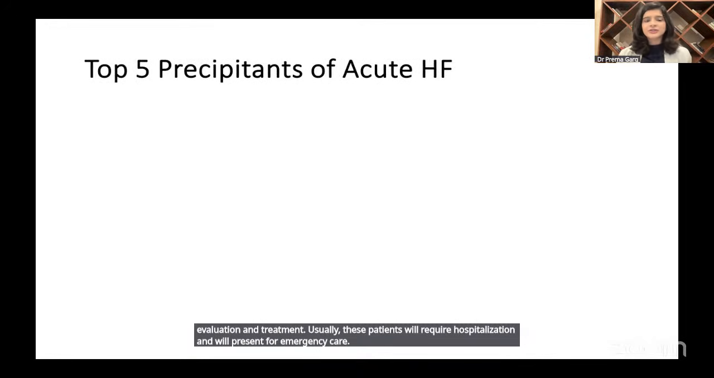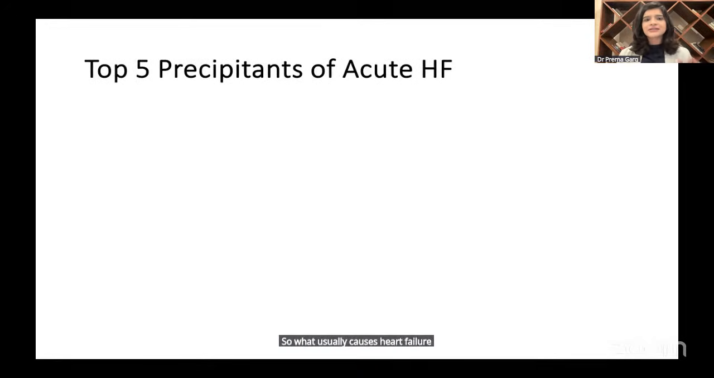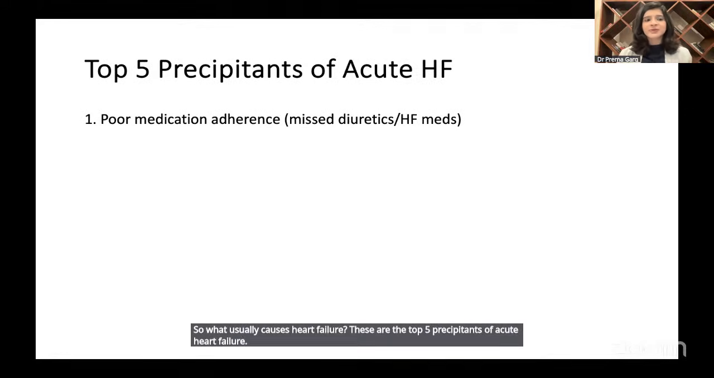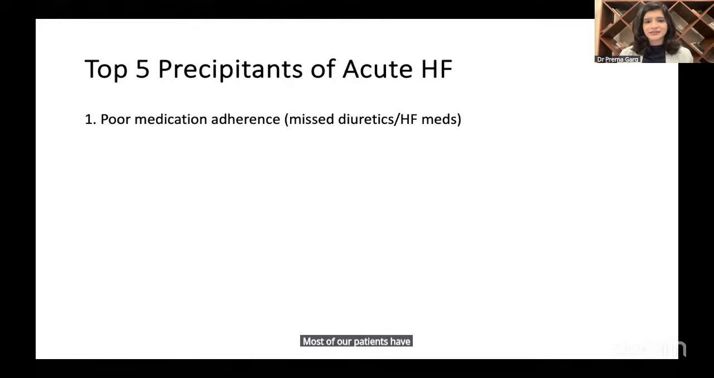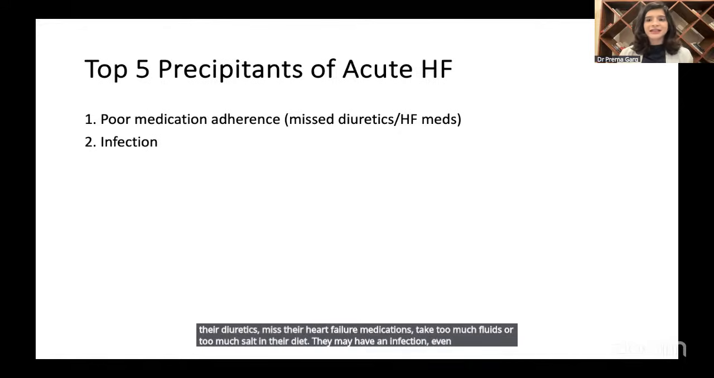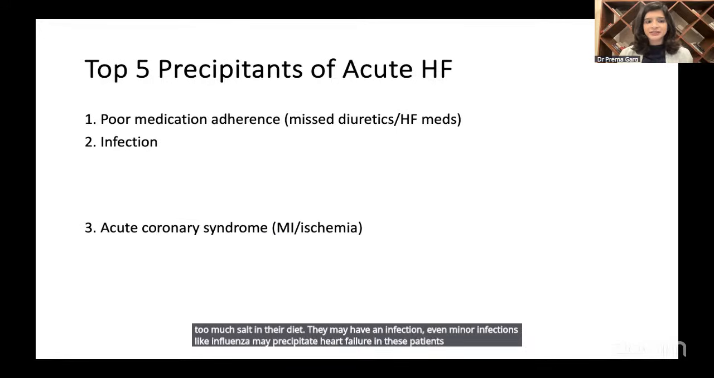So what usually causes heart failure? These are the top 5 precipitants of acute heart failure. Most of our patients have poor medication adherence. Sometimes patients miss their diuretics, miss their heart failure medications, take too much fluids or too much salt in their diet. They may have an infection. Even minor infections like influenza may precipitate heart failure in these patients who are sick.